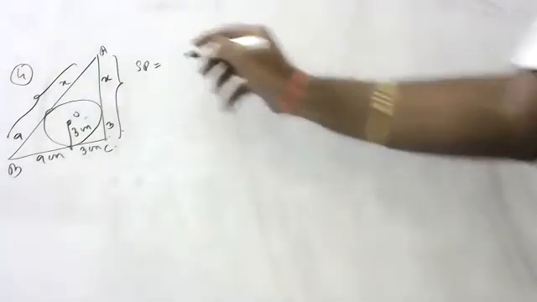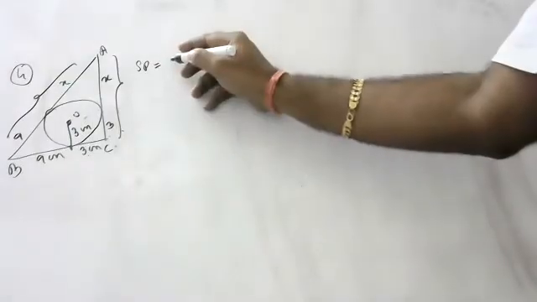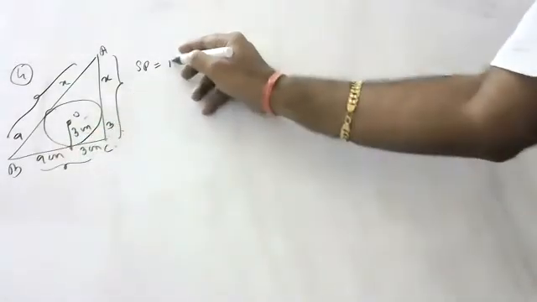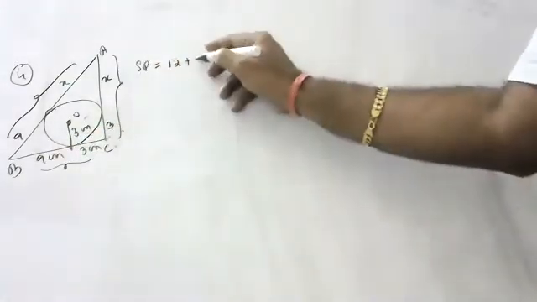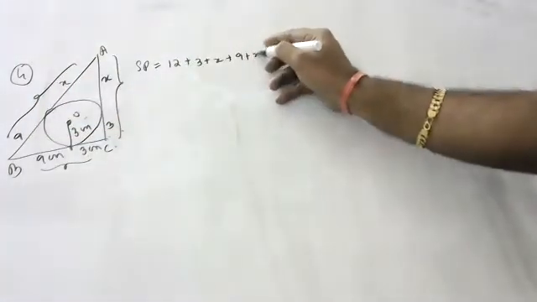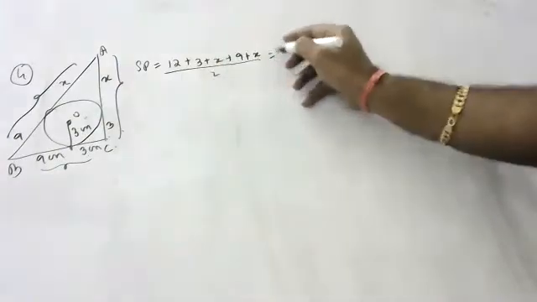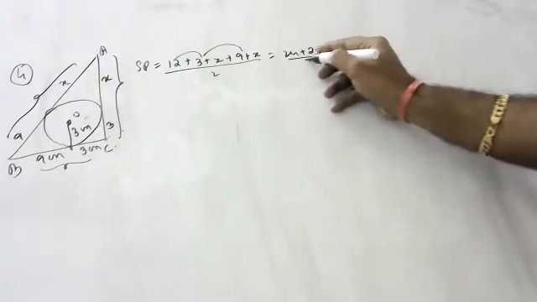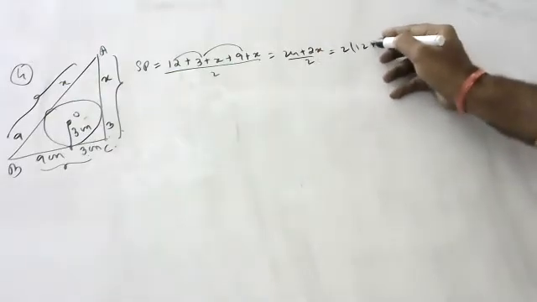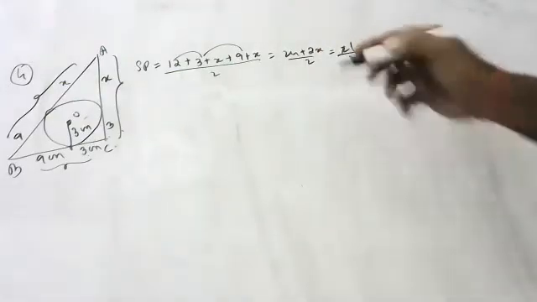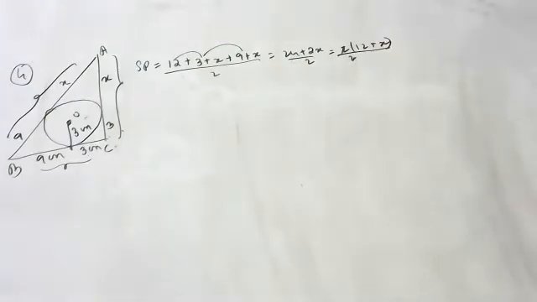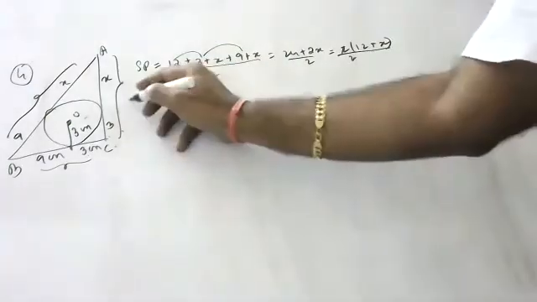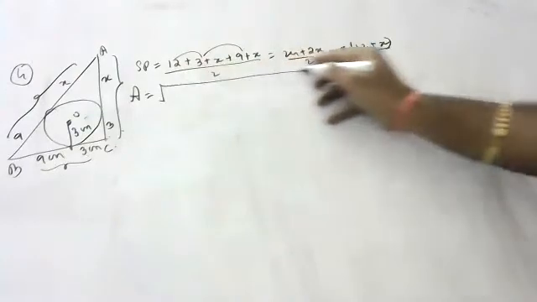Semiperimeter. What is semiperimeter? A plus B plus C by 2. So it is 3 plus X plus 9 plus X plus 12, divided by 2. That is 24 plus 2X by 2. Take 2 common, cancel, and we get 12 plus X. That is the semiperimeter.